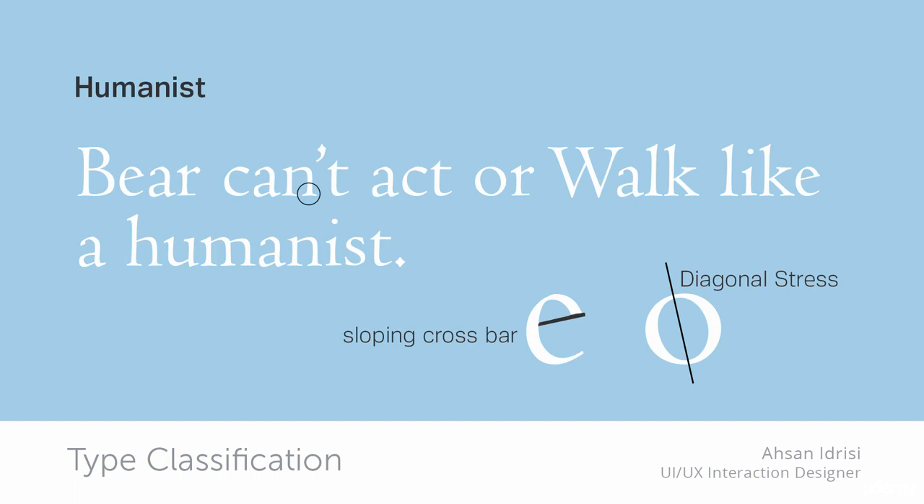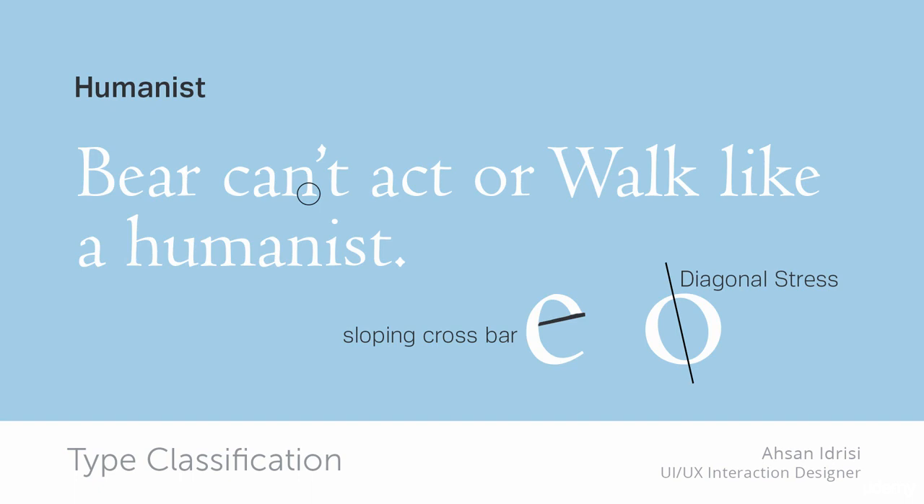So here on the sides it is a bit thick, and where I have put the diagonal stress, it is basically the slimmest stroke. Wherever the stroke is slimmest, you just draw a line from slimmest to slimmest and it shows the diagonal stress. This is one of the factors in identifying different fonts. Now the first one is Humanist.